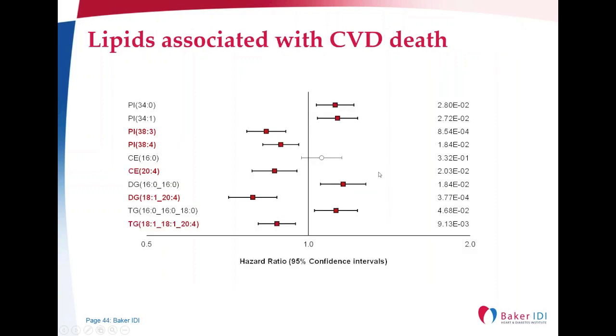When we looked at other lipid classes, other phospholipids as well as cholesterol esters, di and triglycerides, we see the same effect. That is, species containing arachidonic acid tend to show a negative association. Species containing saturated and monounsaturated fatty acids tend to show a positive association.